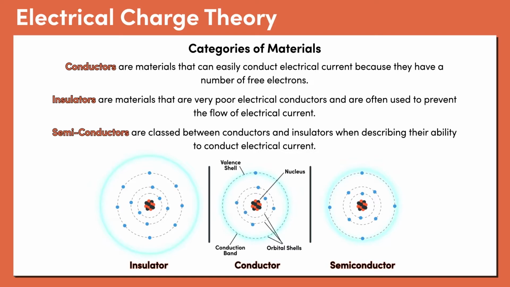Insulators. Insulators have more than 4 valence electrons, and these are more tightly bound to the atom, and therefore you do not have many free electrons in an insulating material, and they do not conduct electricity, or not very well.